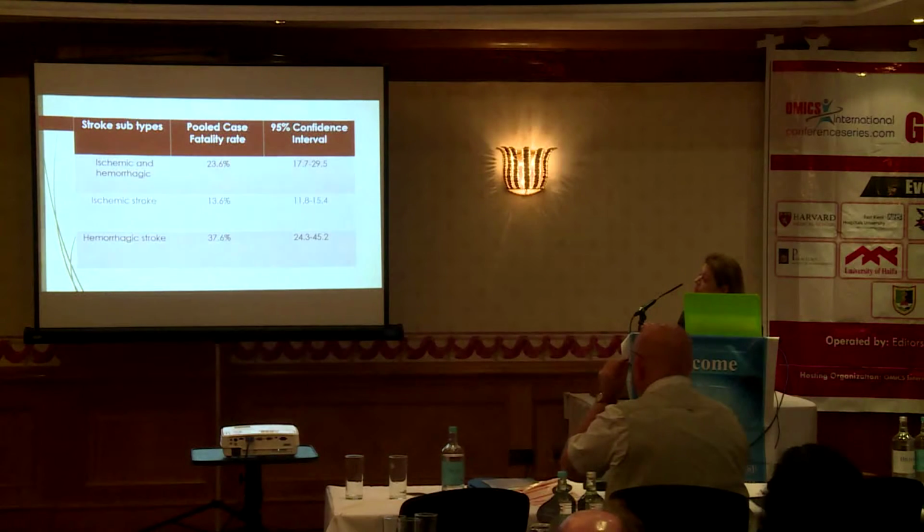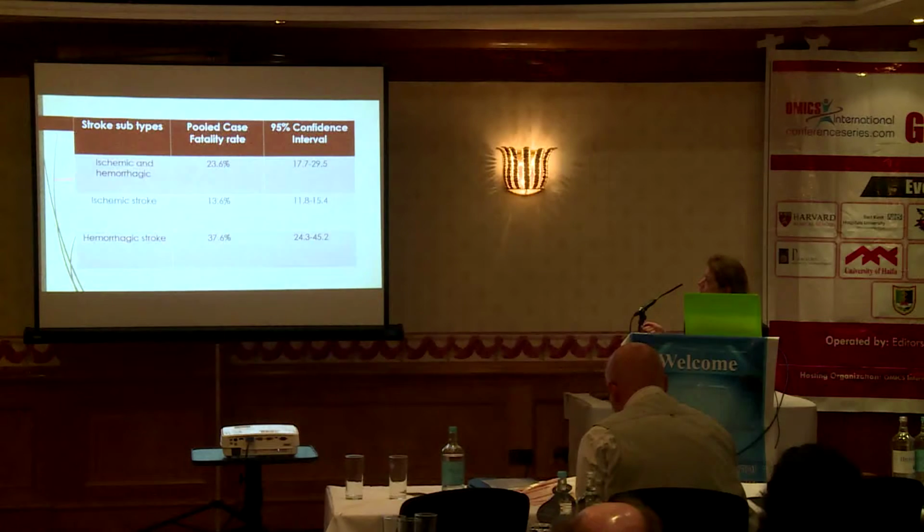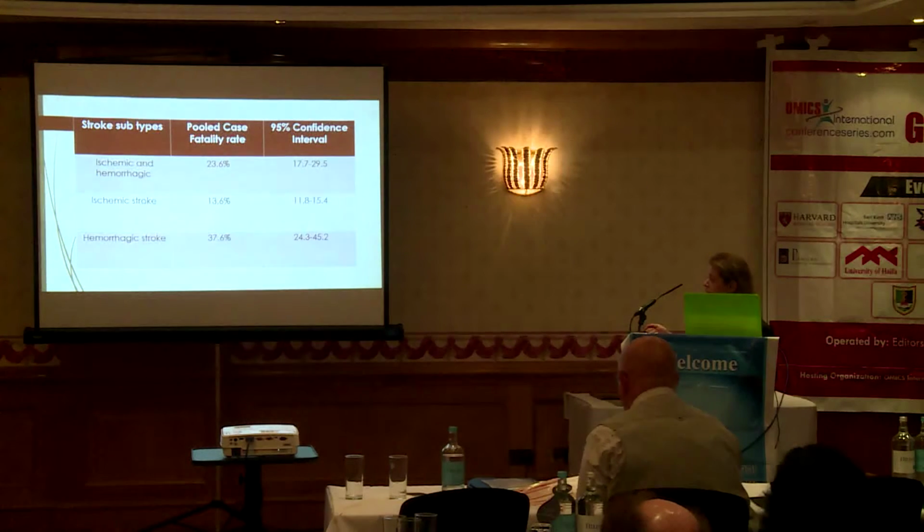Here you can see the results of meta-analysis in 3 different parts of our study. For ischemic and hemorrhagic, our 28-day case fatality rate was 23.6% with this confidence interval. For ischemic strokes, for which meta-analysis was done on 3 studies, we found 13.3% with this confidence interval. And we have just 1 hemorrhagic stroke study, which reported 37.6% case fatality.